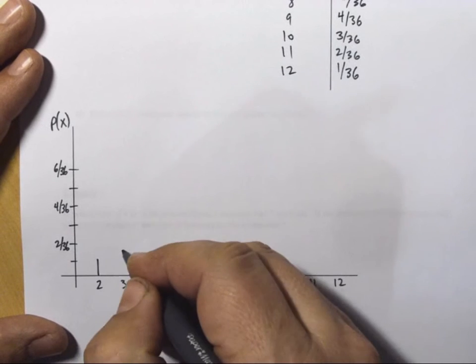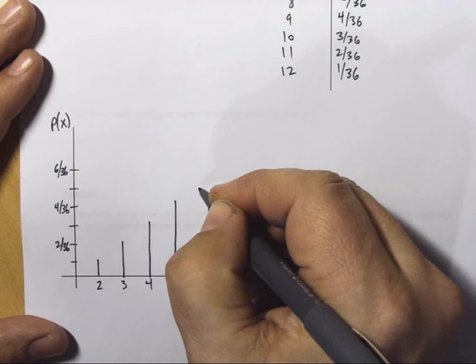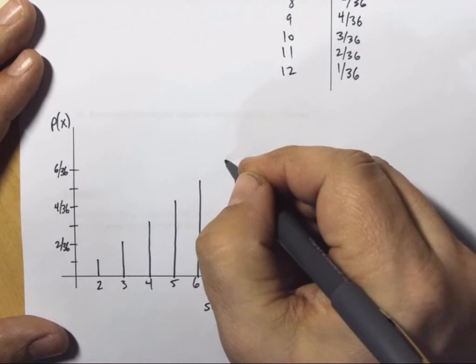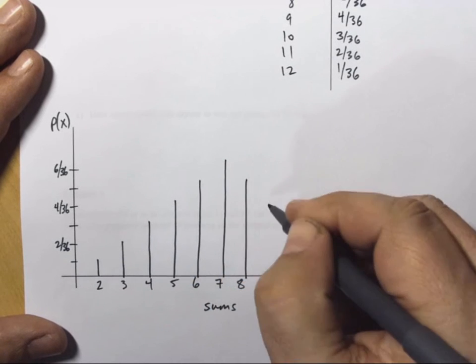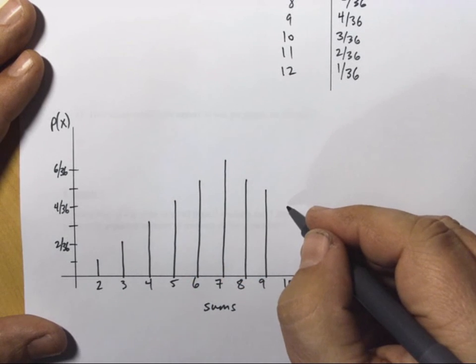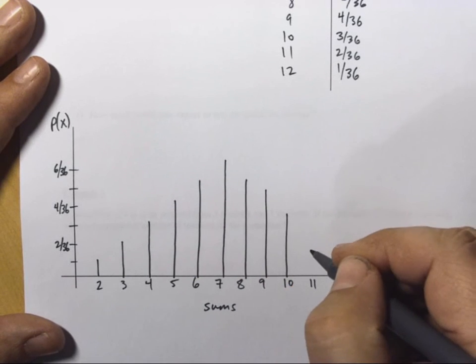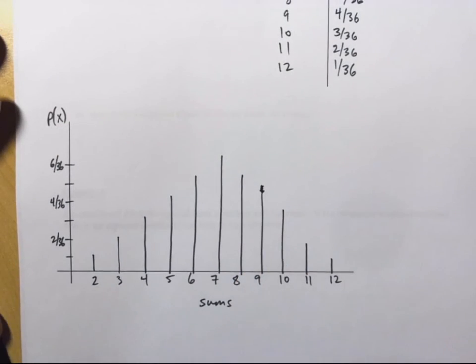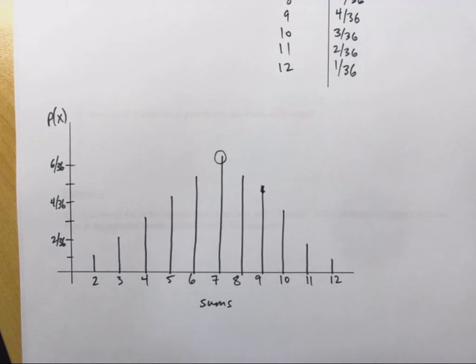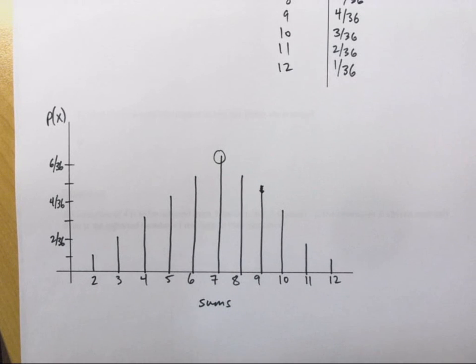We have 1, 2, 3, 4, 5, and then our highest at 7. That's where it peaks, and then it starts heading back down again at 8, at 9, at 10, at 11, and at 12. You can see though that the peak is up here at 7 because that's the most likely event to occur. It has the highest chance to occur right there in the middle, a sum of 7. You've got lots of chances for that.